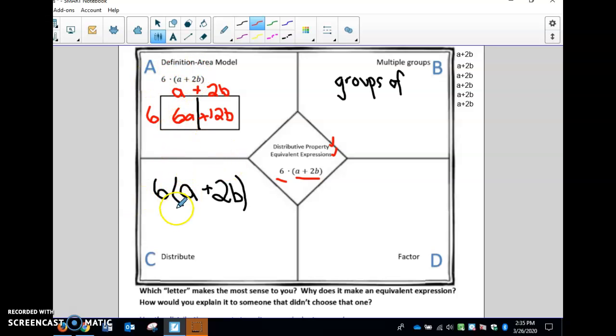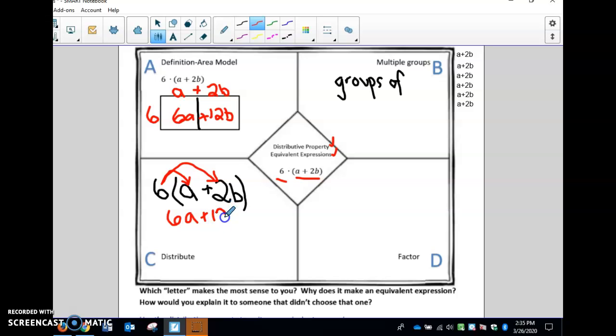And notice, like I did in the last video, I'm going to go right down here to the distributive model. A lot of times people think of it like this: I'm taking 6 and multiplying it by a, and then I'm doing 6 and multiplying it by 2b. But really, it's that idea that you're trying to find the area of a rectangle that's made up of those two different sides of that rectangle. Regardless, I end up with the same expression, 6a plus 12b.